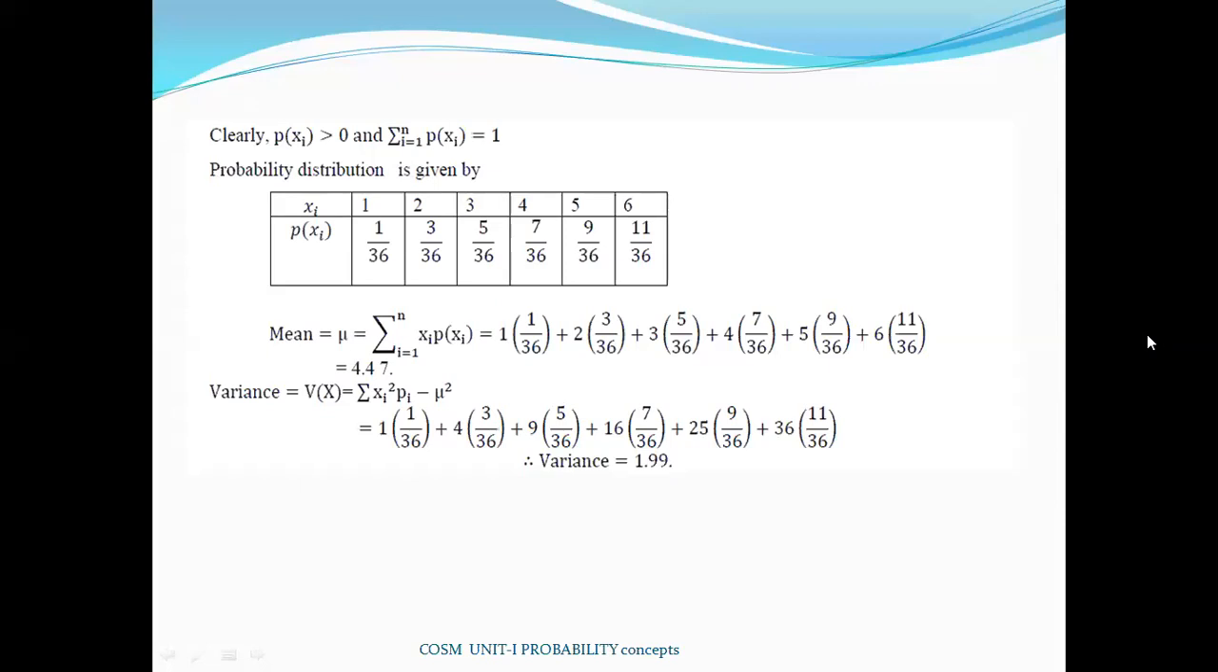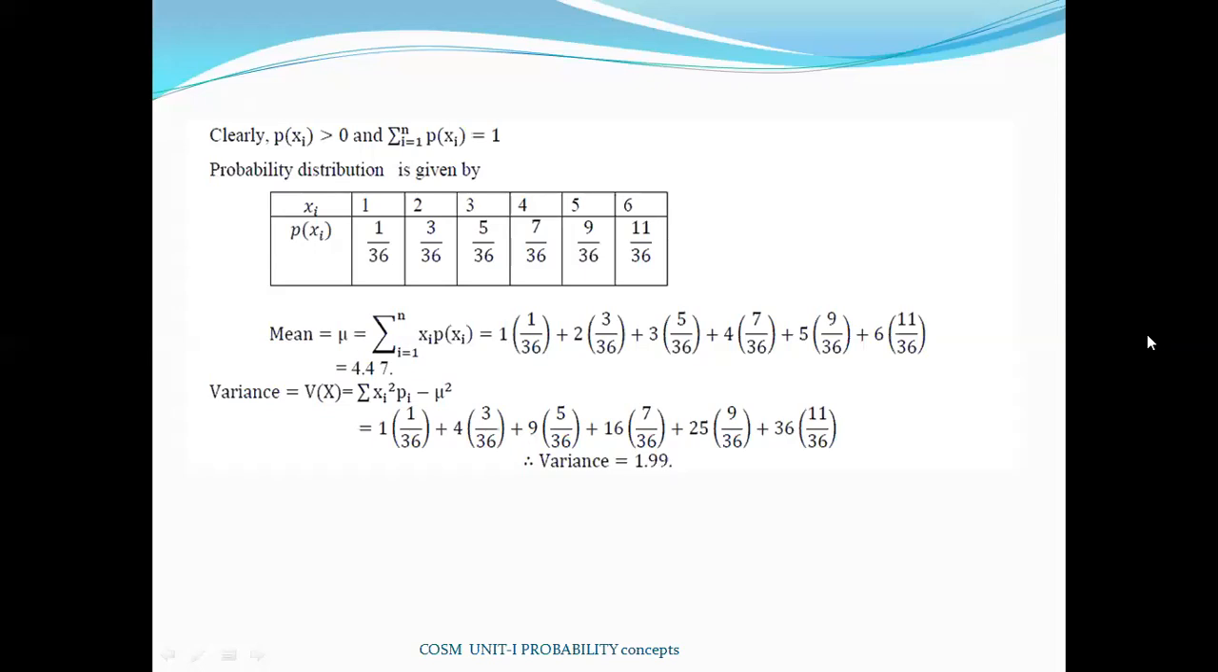Now we are calculating the mean. Mean equal to mu equal to expectation of x, with the formula sum from i equal to 1 to n of xi into p of xi. So multiply the corresponding elements and write down the sum of all 6 elements, i equal to 1 to 6. You can observe that after simplification, the value of the mean is 4.47.